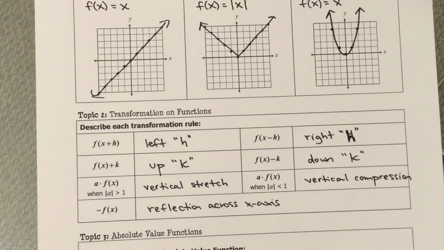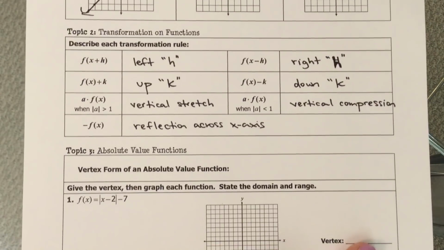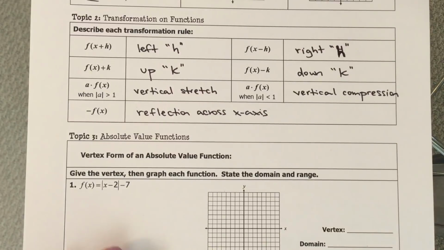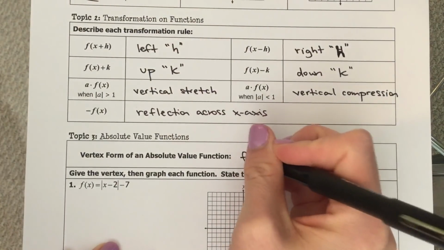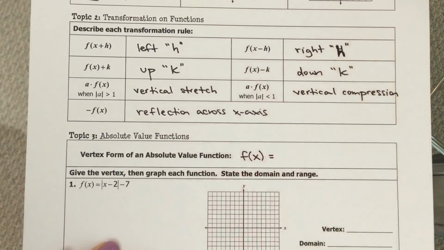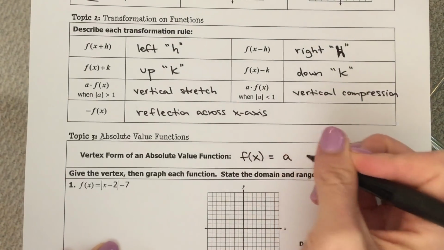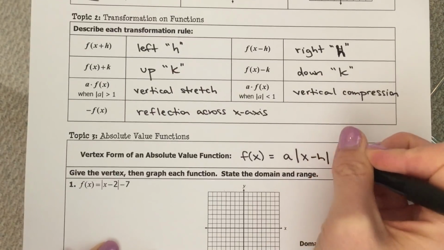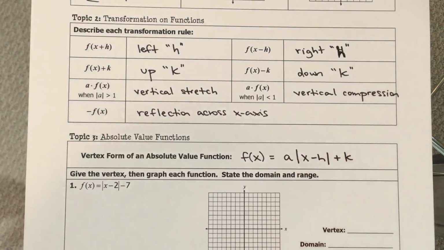Okay, so we've got that summed up. Let's move on to topic number 3, which is about absolute value functions. So you guys have a vertex form for absolute value, which is really similar to the vertex form for a quadratic. So the a goes out front, and then in the absolute value you have x minus h, and then outside the absolute value there's a plus k.